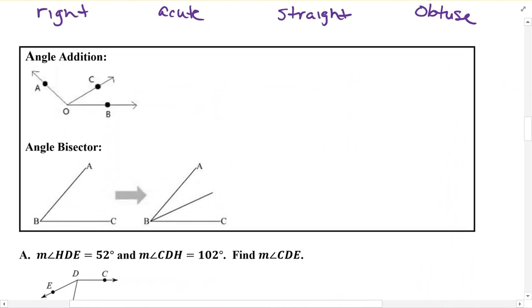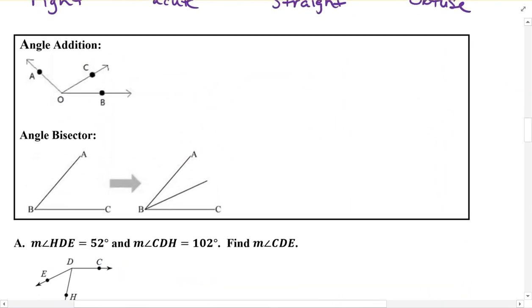With angle addition, we can add two parts of an angle to create the whole angle. So in this picture, we can say that the measure of angle AOB, and how we note that it's a measure and not the angle itself is by the little m before the symbol angle AOB, would equal the measure of angle AOC, so this measure, plus the measure of angle COB. So the two parts create the whole.